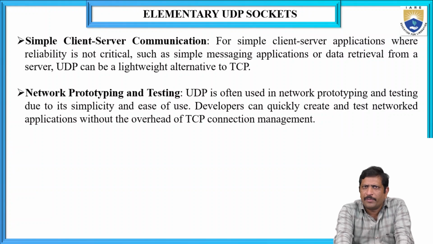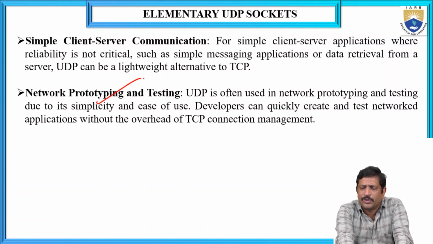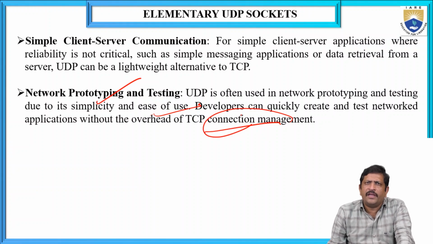Network prototyping and testing. UDP, the User Datagram Protocol, is often used in network prototyping and testing due to its simplicity and ease of use. Developers can quickly create and test network applications without the overhead of TCP connection management. So this is about network prototyping and testing.